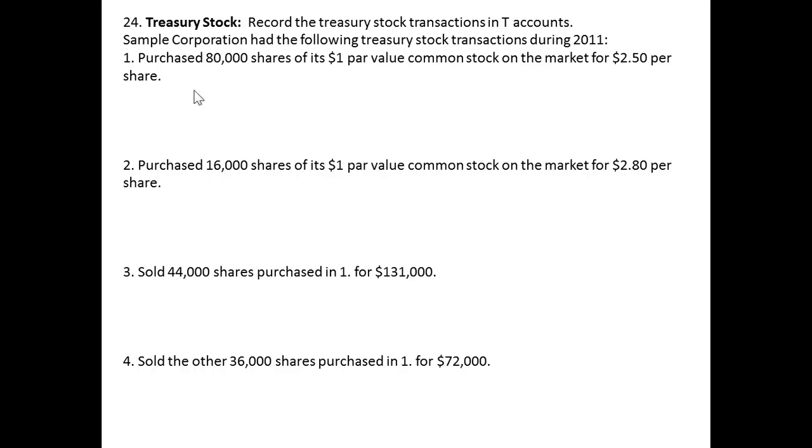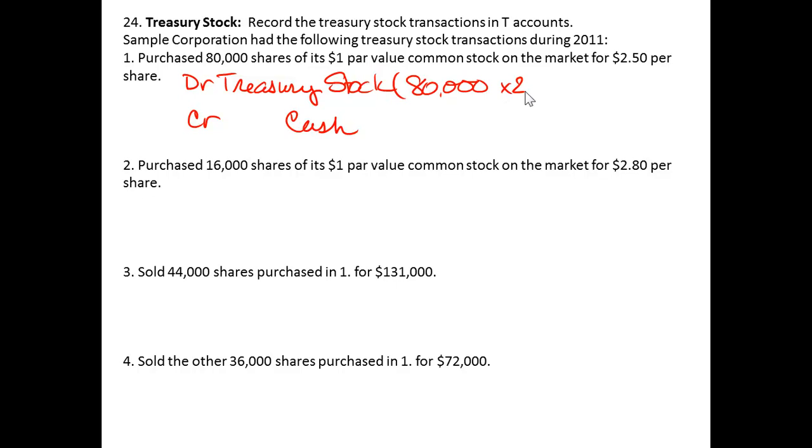So what we're going to do is debit Treasury stock and credit cash. And you'll recall that Treasury stock is a contra shareholders' equity account, and we're buying 80,000 shares at $2.50 a share, so that's its cost basis, and that would be $200,000.